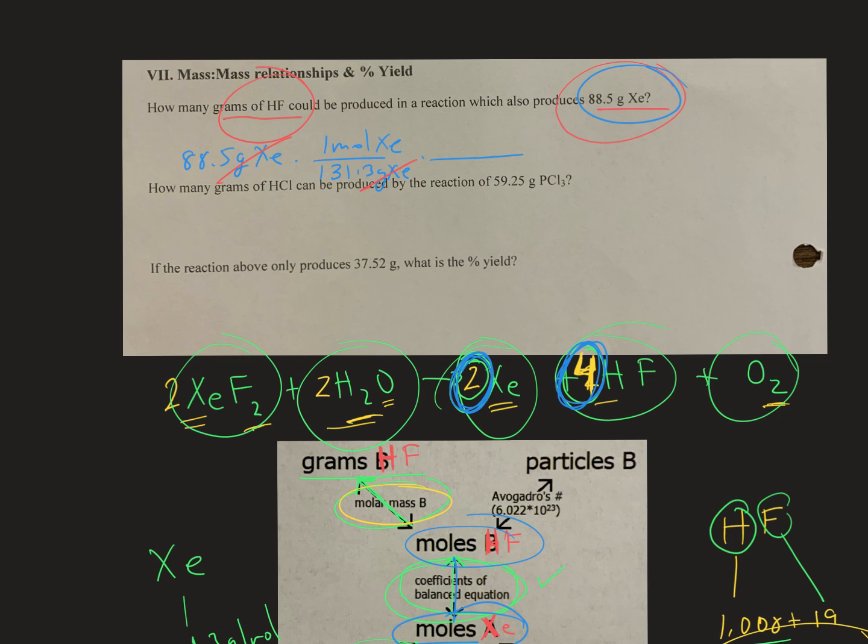So what goes on bottom? 2 moles of Xe. Does everybody understand why 2 moles of Xe? Because that's the coefficient in front of Xe. And why Xe? So that Xe can cancel out, because we don't want that in our answer. And what goes on top is what we're looking for. We're not looking for 4 moles of HF, but that 4 is our coefficient in front of what we're looking for. Are we good?